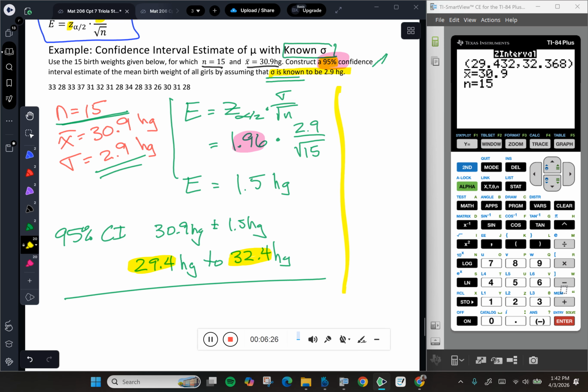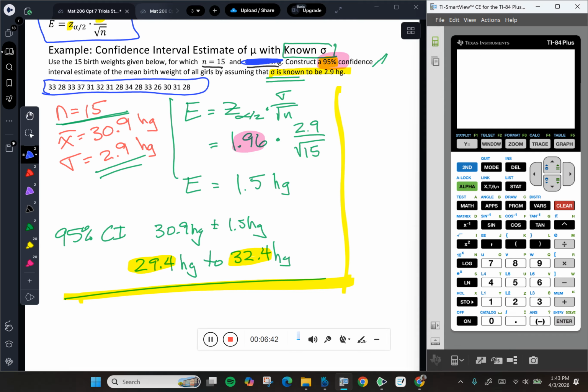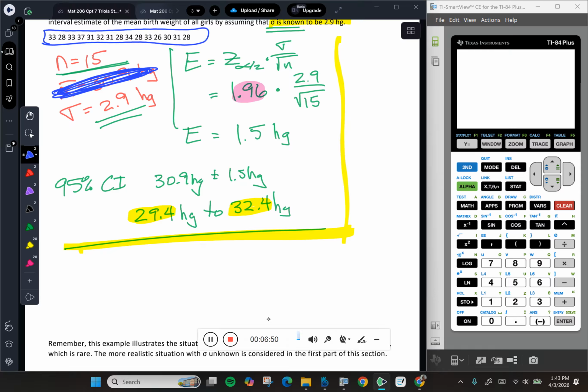All right. I do want to show one other thing. Suppose that this wasn't told to us and that we just had this data set, right? I can still do this, and let me walk you through how. So if I don't know this and I want to create a confidence interval, I can still do that. Step one is going to be to input the data into a list.